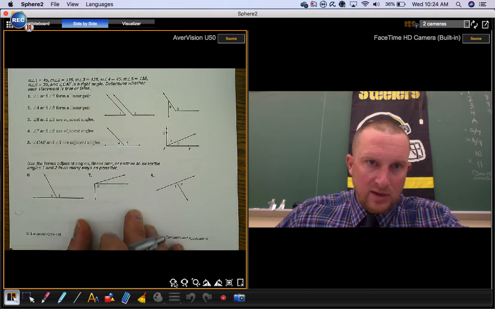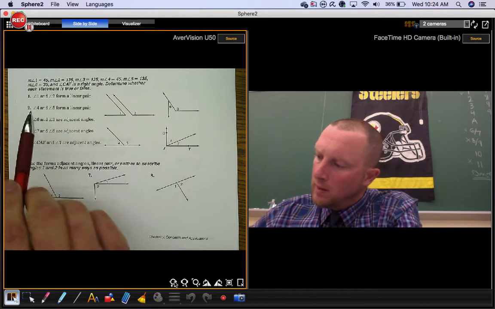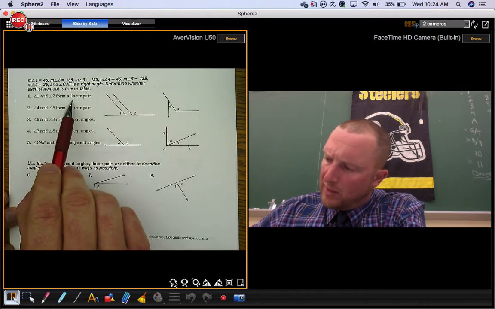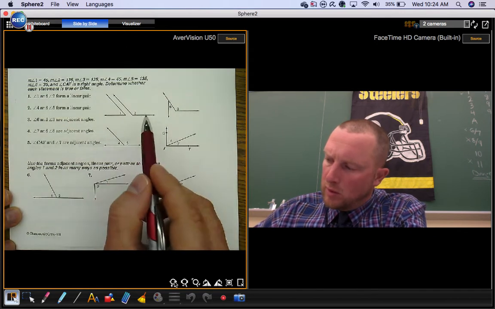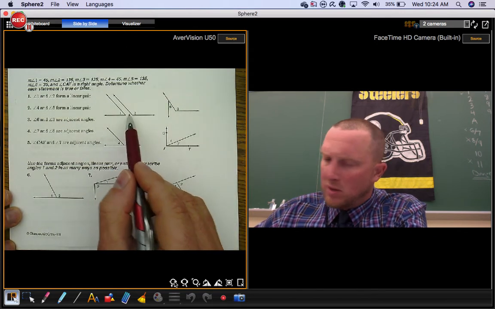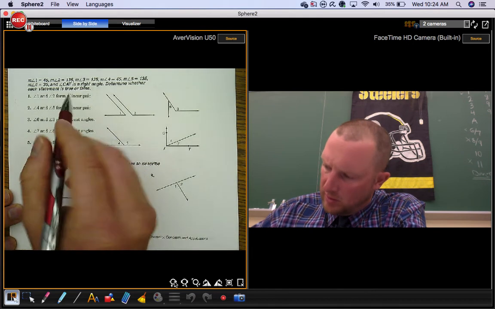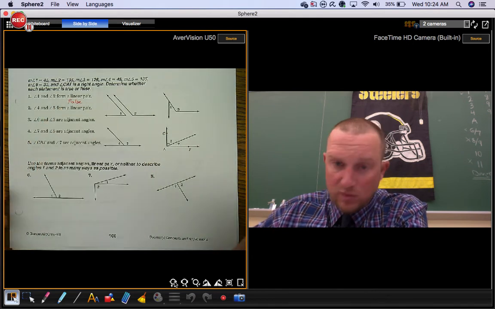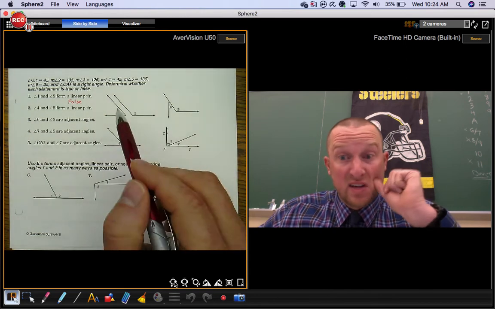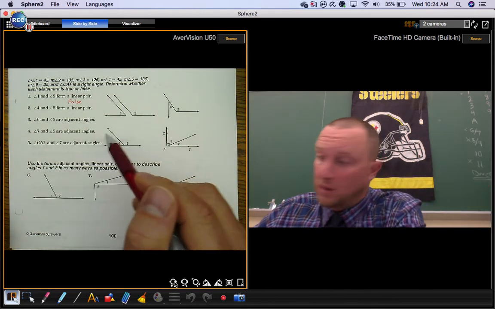So we're just going to identify some angles. Angle 1 and angle 2 form a linear pair. Is that true or false? Well, they're not adjacent angles. So I don't really even care what their measures are. This one's false. They have to be adjacent. If they're not adjacent, they're not a linear pair.